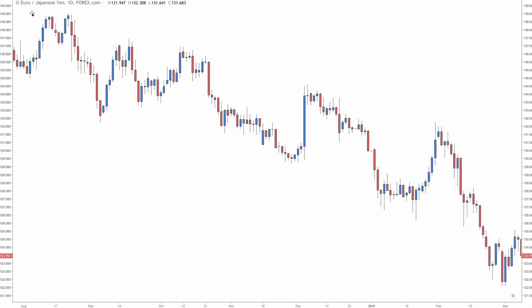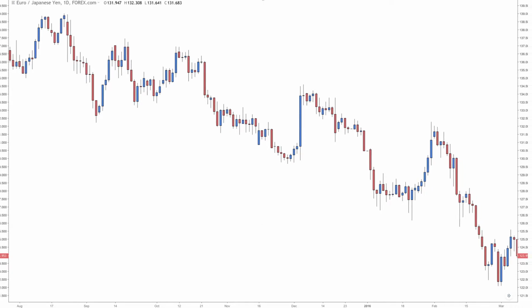The euro, from a fundamental perspective, wasn't doing great. They were obviously aiming to weaken their currency during that time as well. There was Grexit happening, I think, during 2015. So there was a lot of uncertainty around the euro, and the Japanese yen really was the currency to buy when it came to risk sentiment and China slowing down. And you can see the effect of risk sentiment on the market.